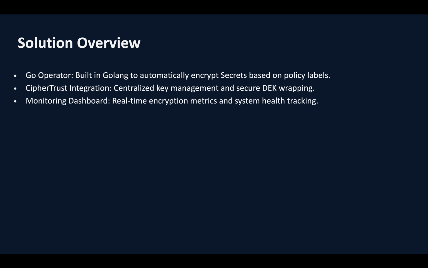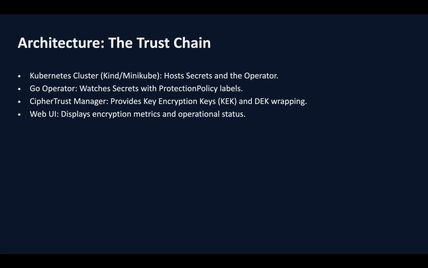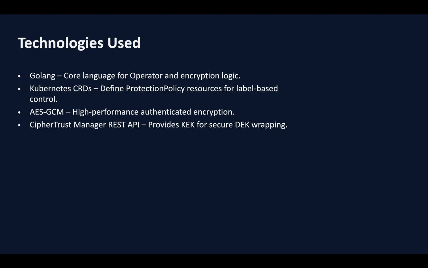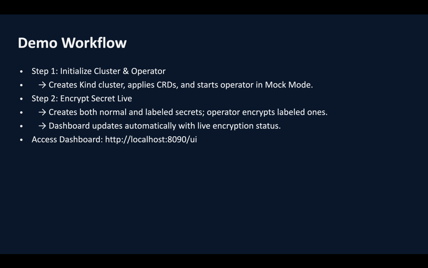So this solution is built in Golang using the Kubernetes operator SDK, and it consists of a custom resource definition for protection policy and encrypted secret, a controller that automatically detects Kubernetes secrets and encrypts them based on matching policies, a mock CipherTrust client that simulates key wrapping and unwrapping, and a simple UI. Now I'll open the terminal and show the demo workflow.